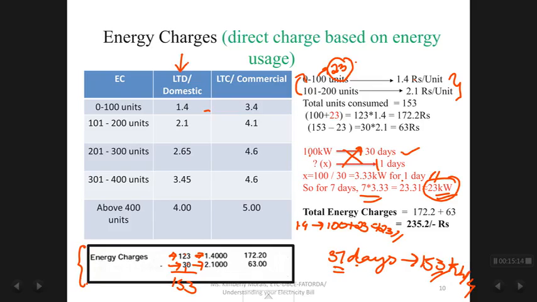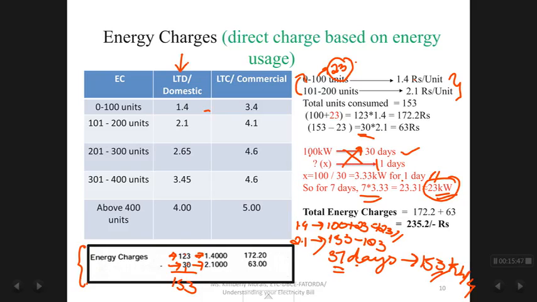Now I have to move to my next slab, which is 2.1. Now how to find what remains in this? If you notice, the total energy that you are getting for your entire 37 days is 153. What is already pushed into the first slab is 123. So how do I get the number of units over here? It will be 153 minus 123, which is 30 units. So 30 units come into my second slab for 37 days.